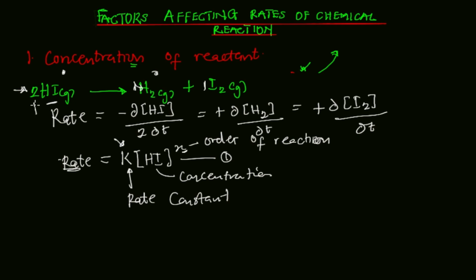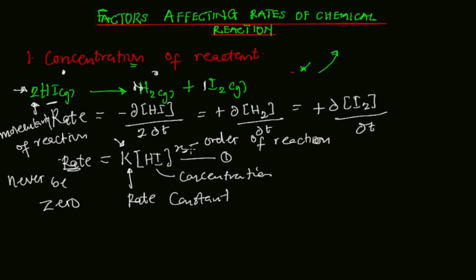But what is this 2 called? This 2, with reference to hydrogen iodide here, is called the molecularity of reaction, because it can only be determined through the balancing of the equation. You can simply balance it. But one thing is that this molecularity of reaction can never be zero. That's one thing about molecularity of reaction.